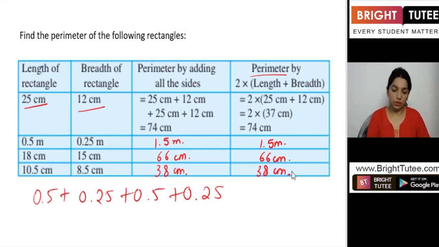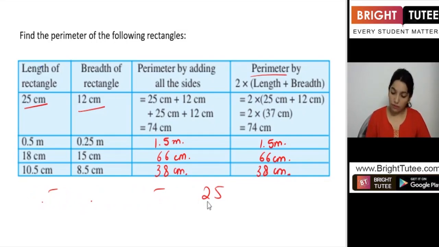So this particular slide shows and verifies that if we use two different methods to calculate the perimeter of a rectangle, we are going to get the same answer. Okay. Now moving ahead.